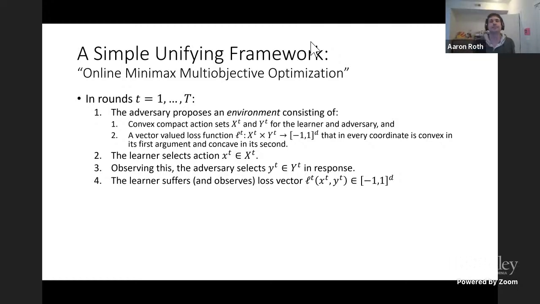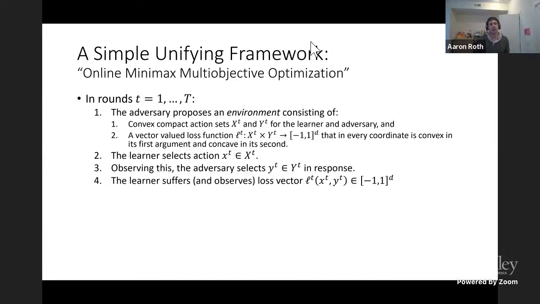Okay, so what is this general framework? It's this quite simple problem that we call online minimax multi-objective optimization. So here's the idea. Play proceeds in rounds, and at every round, an adversary proposes a potentially totally new environment. So the environment you are playing in each round could be totally different. They don't have to be related to one another.